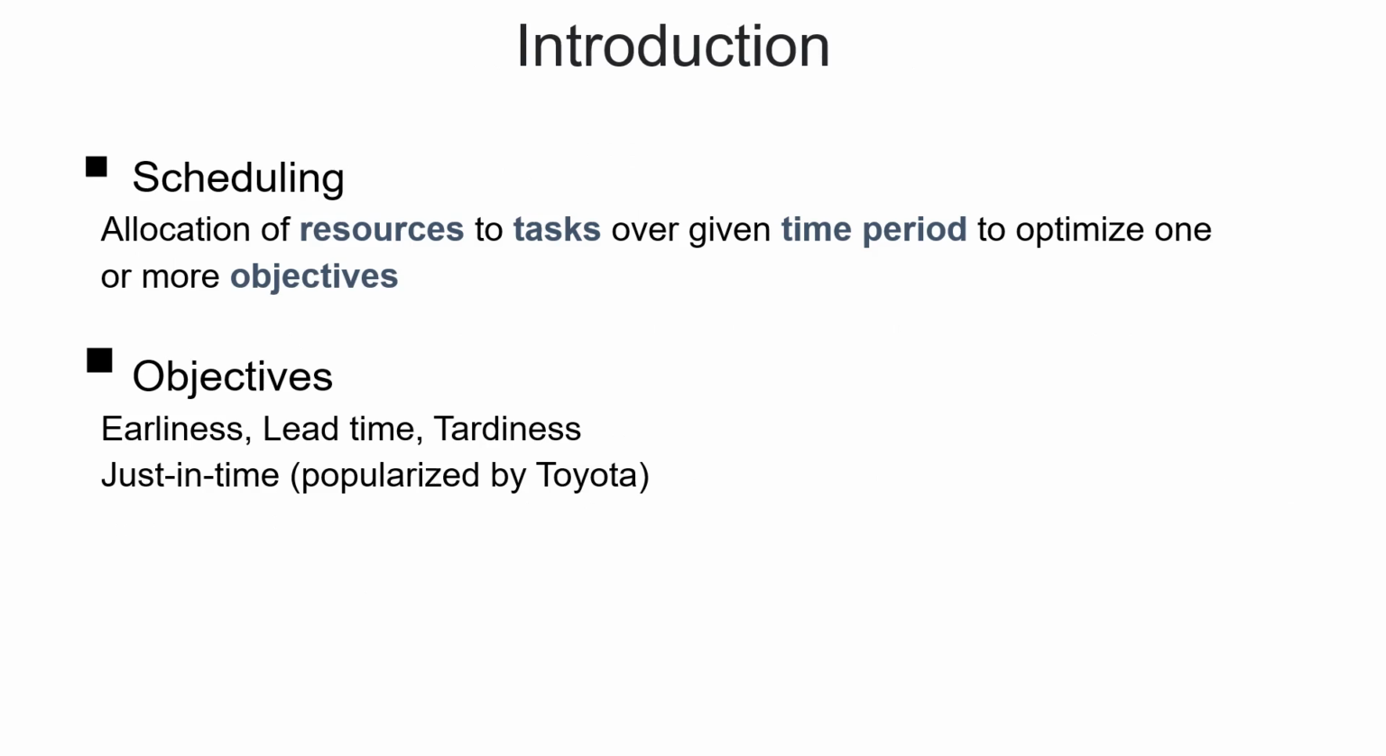Scheduling is defined as allocation of resources to tasks over a given period of time to optimize one or more objectives, and the objectives can be to minimize earliness, lead time and tardiness. In our work, our objective is to generate a just-in-time schedule. That means to minimize all the above three objectives.